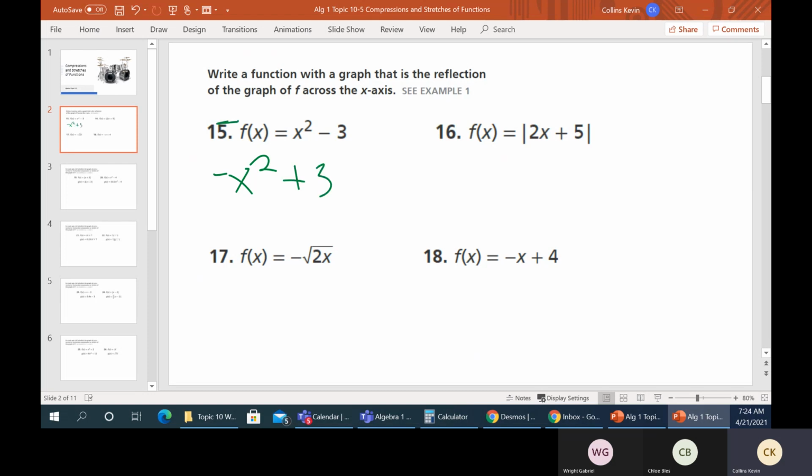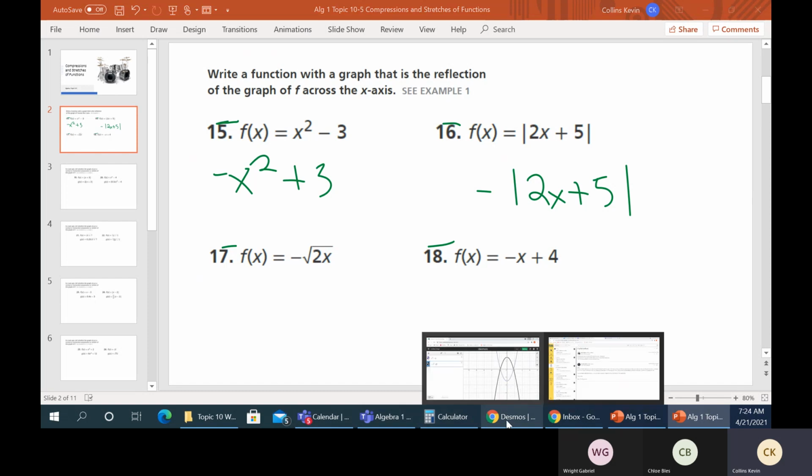So basically what you do to do a reflection is change the signs on all the terms of the function. Okay. So this guy, we can keep it all together here. So this guy would just be minus the absolute value of 2x plus 5. There we go. Okay. So let's take a quick look at what that would be like.